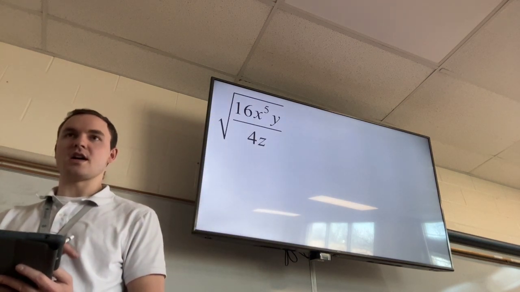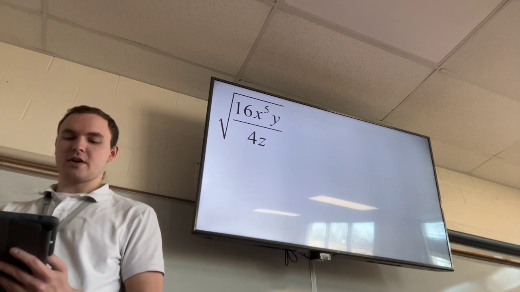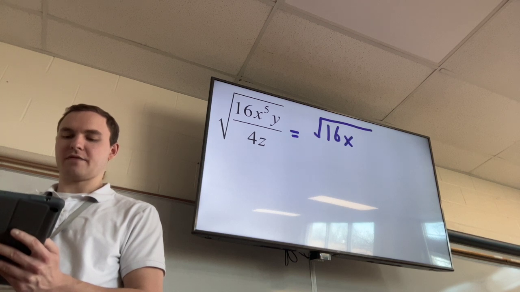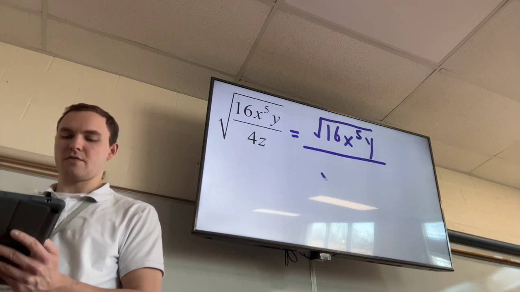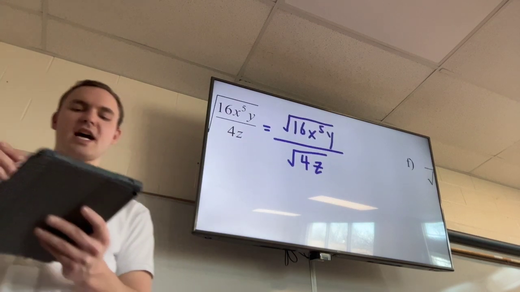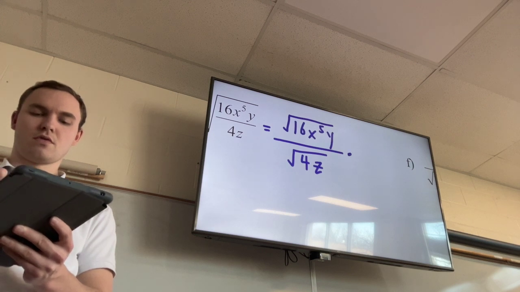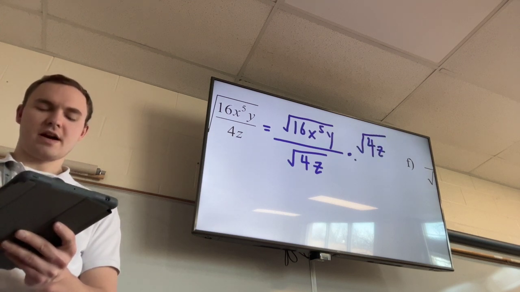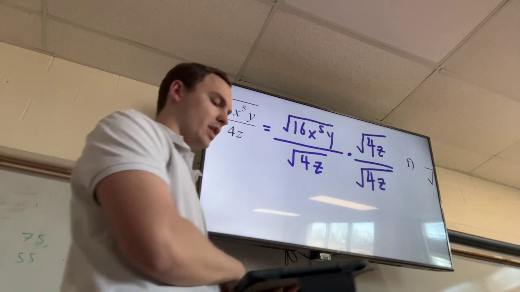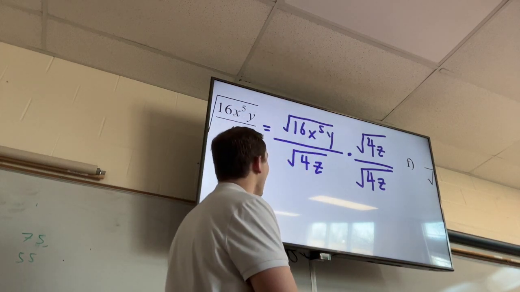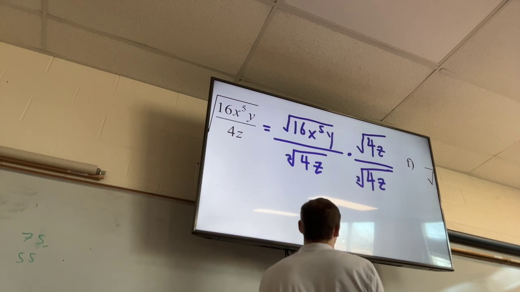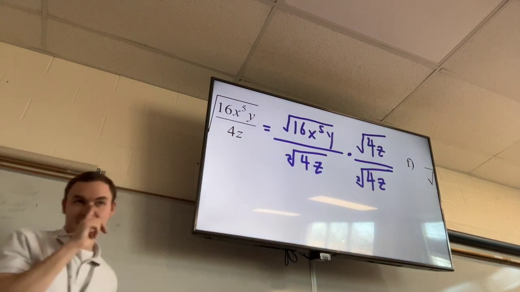Okay. So let's go ahead and break it up. So root 16x to the 5th y all over root 4z. Okay. Hopefully you guys are picking up on this. What am I going to multiply the top and bottom by? Root 4z, right? I just do it one time, because I only want to have 2 4z's in the bottom because I have a 2 root. I'm rooting it to the second power. It's rooted to the second.